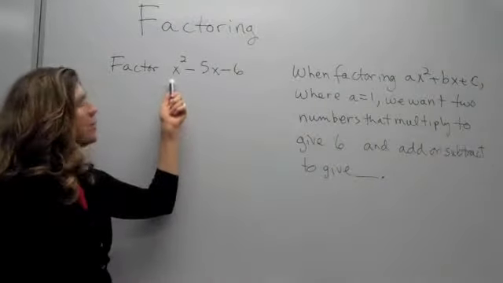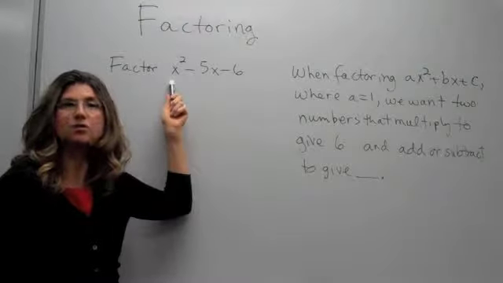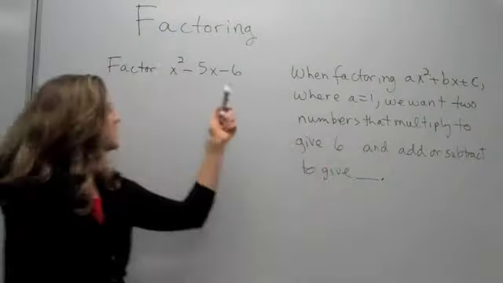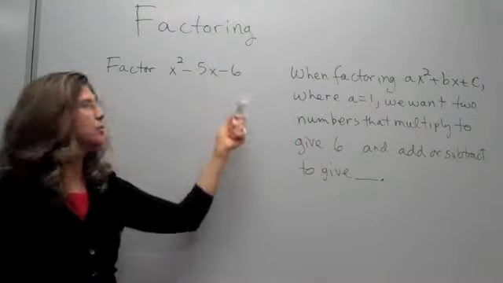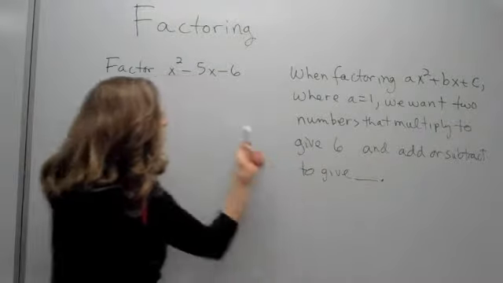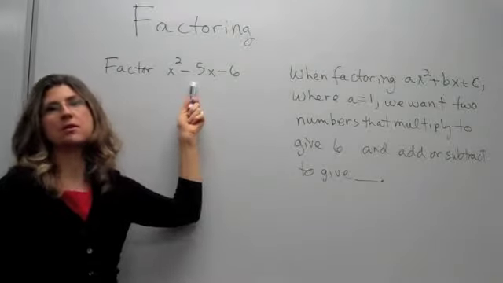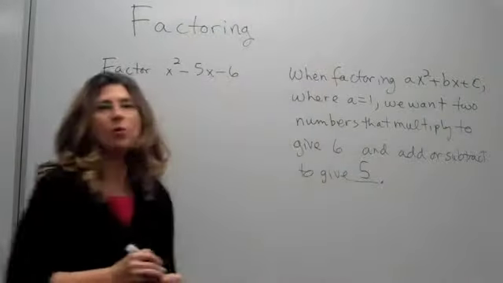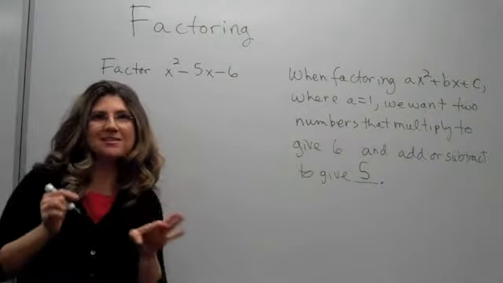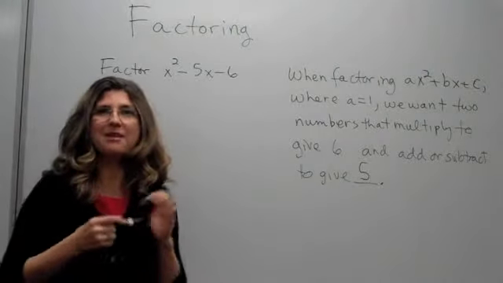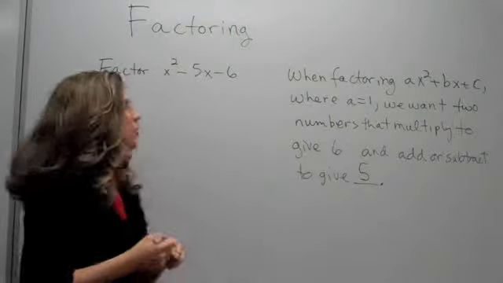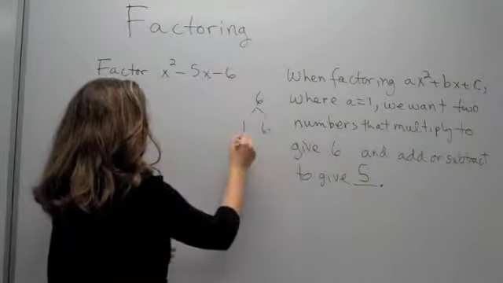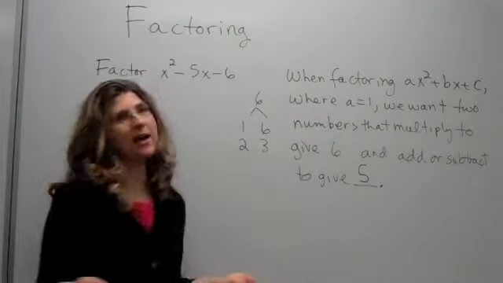So when that coefficient of the x squared is 1, we want to find two numbers that multiply to give 6, that's the c value, and add or subtract to give the number in the middle, that is what we call the b value, to give 5. We can finagle the signs at the end, but we will end up with negative 5 there. So what are the factors of 6? 6 can be 1 times 6, or 2 times 3, and that's all it is.